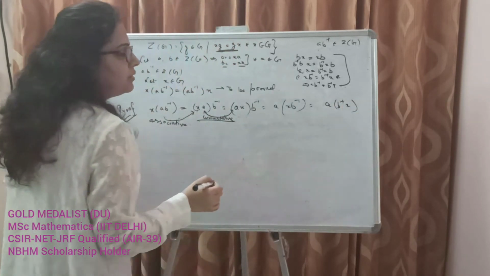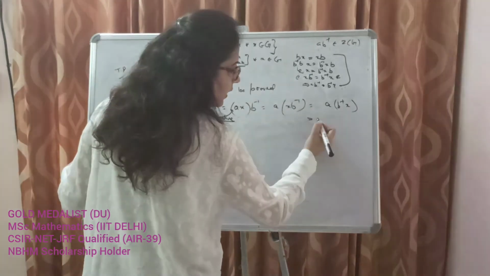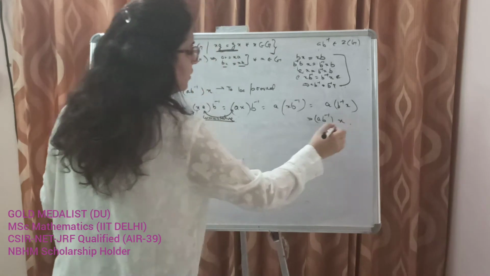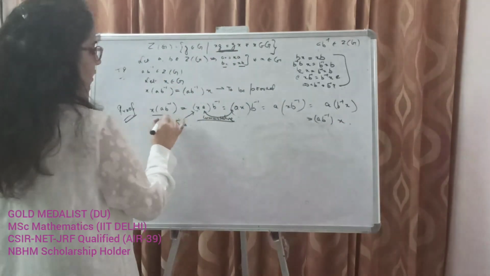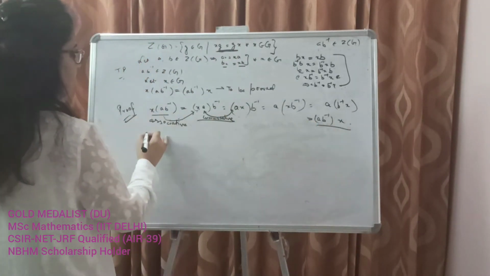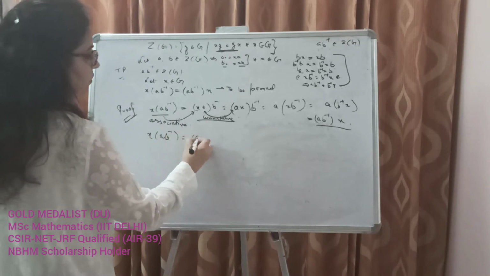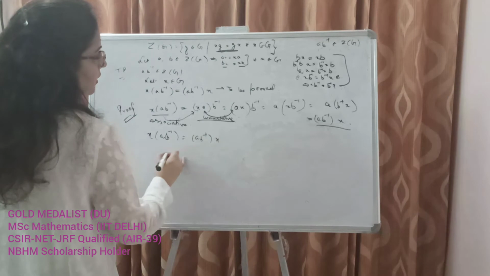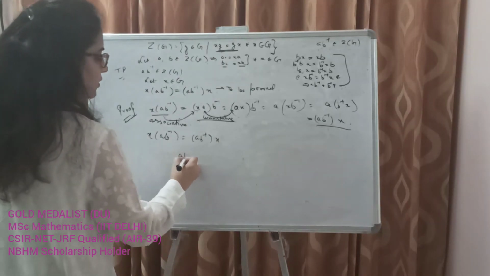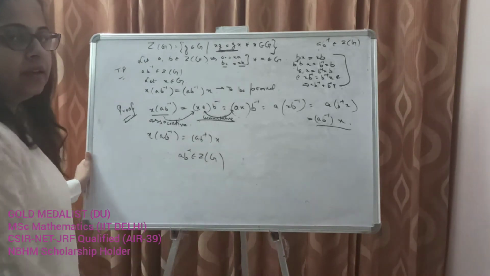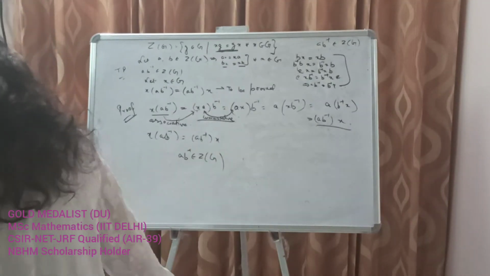Right, so this is again commutativity, and now we use associativity. So from here to here we have proved that x into AB inverse is equal to AB inverse into x. Therefore AB inverse belongs to Z(G). Okay, so this is a subgroup of G.